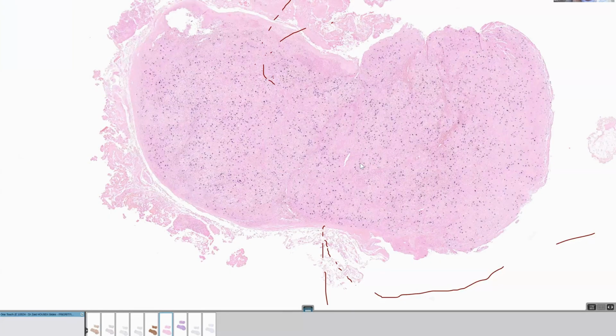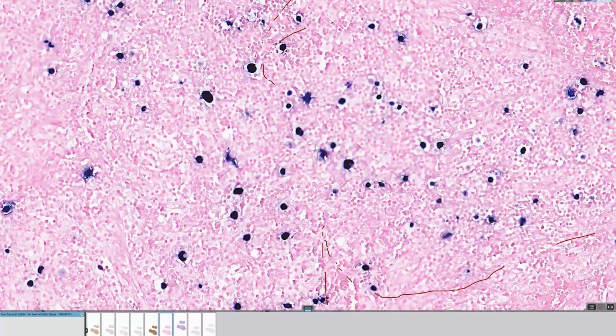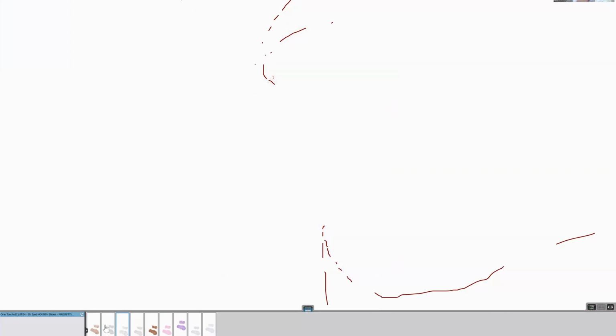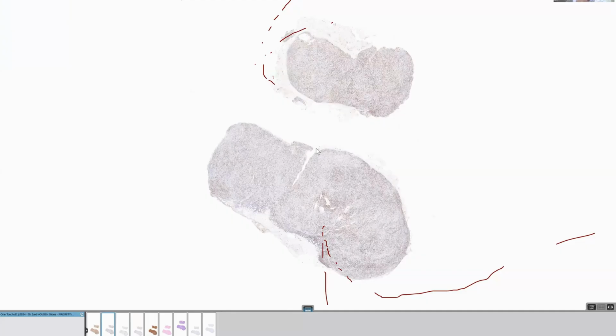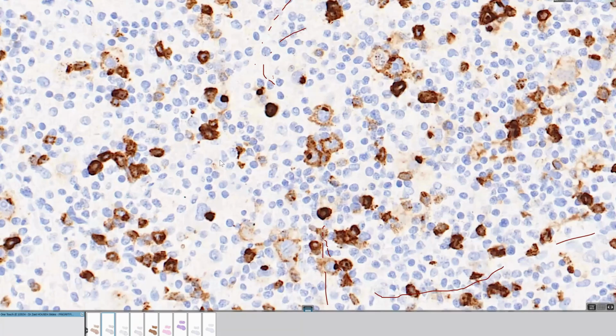And what you see here is the positivity in the larger cell population. Some small cell population in the background is acceptable, but the larger cells are the cells that are positive for EBV. And just for comparison, CD15 will be showing positive staining in the larger cells as well, confirming the diagnosis. All right, so that's the mixed cellularity.